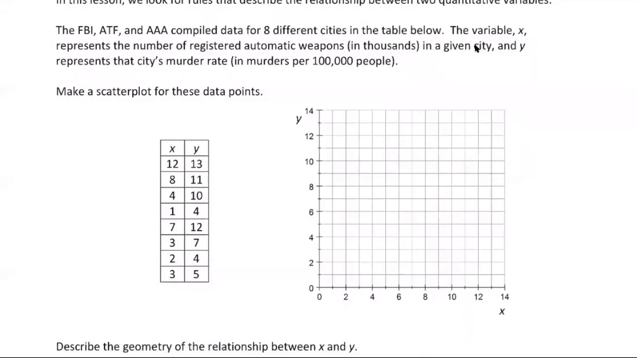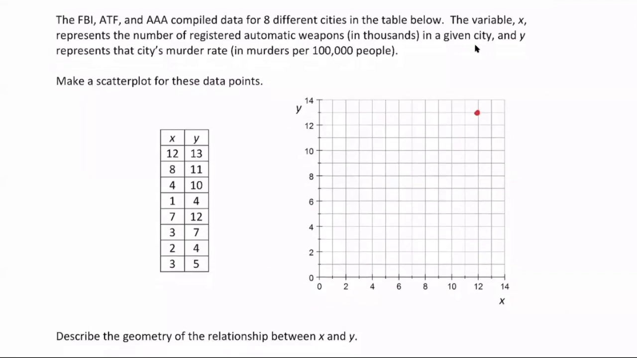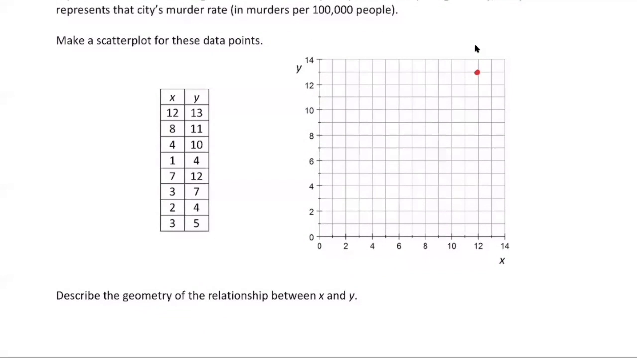So anyway, the first city, again, 12,000 registered automatic weapons and a murder rate of 13 murders per 100,000 people. So that's just a dot up there that I have graphed, and let me refresh my page so that you can see it. There we go. Okay, next one is 8, 11 out here, I think. 8,000 registered automatic weapons and 11 murders per 100,000 people.